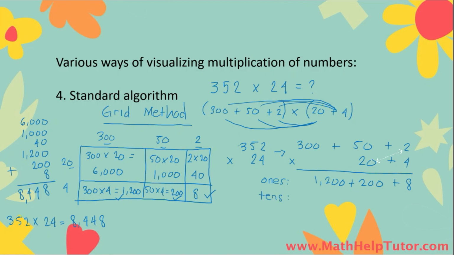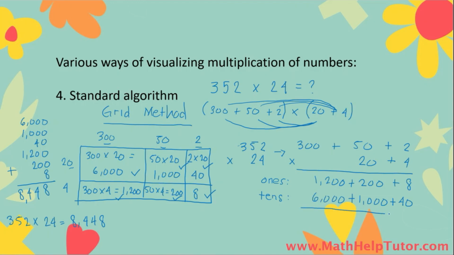And then let's do the tens place. Let's do 2 times 20, which is this region. And we know the answer is 40. Next, we do 50 times 20, which is this region. And we know the answer is 1,000. And then we put a plus sign as well. And then we do 300 times 20, which is this region. And we know that the answer is 6,000.